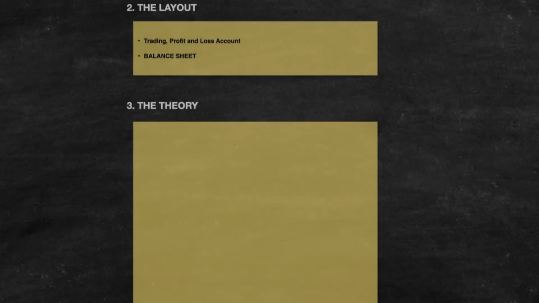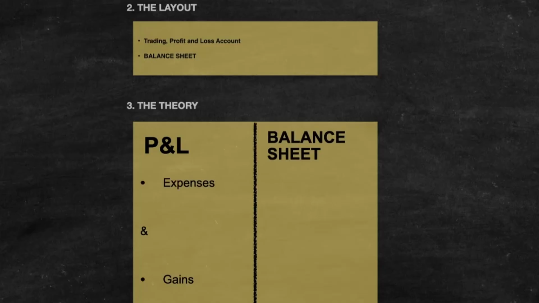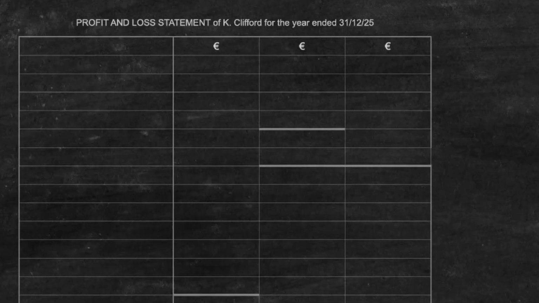Third, you have to know the theory, which basically means you have to know what goes where. Expenses and gains go into the trading profit and loss account. Assets and liabilities go into the balance sheet. Assets are things of value you own or money you're owed. Liabilities are debts or money you owe to others. Okay, that is the core logic. Now let's look at the past paper to see exactly how it works.